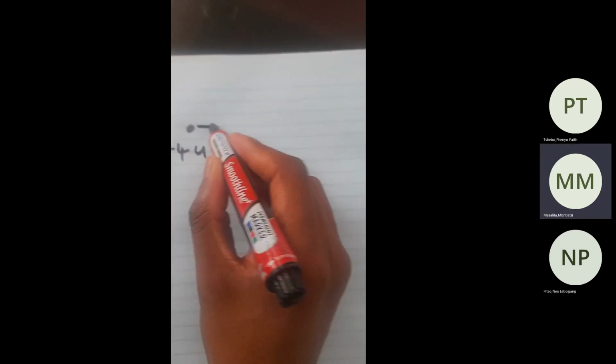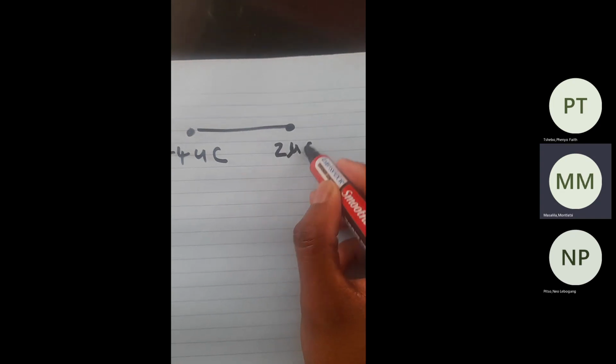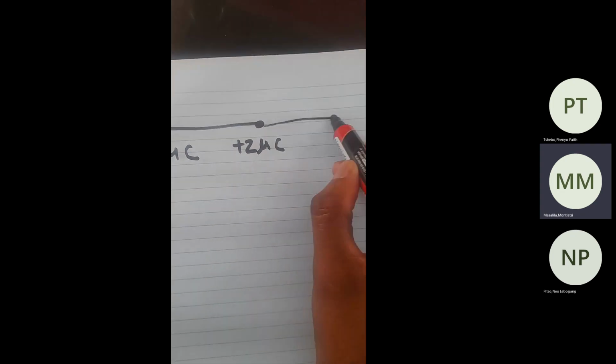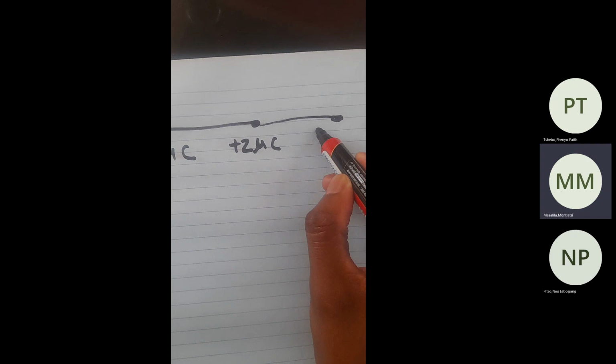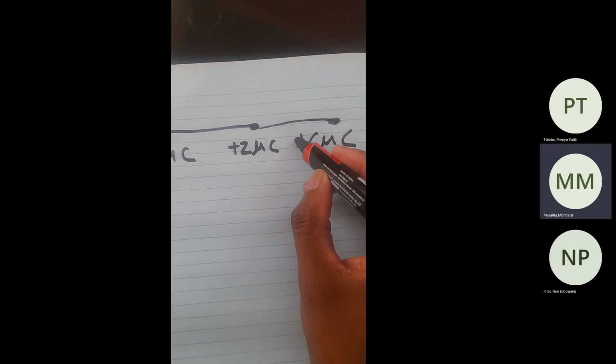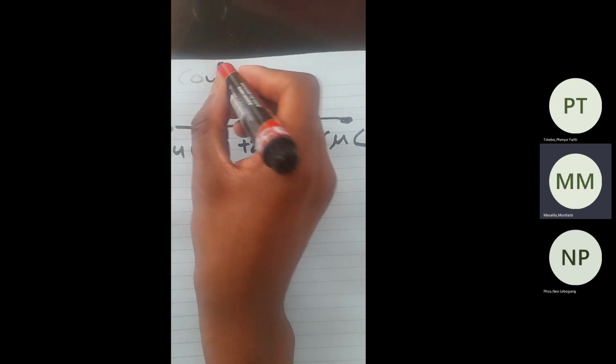Let's do a simple example. Let's assume that we have a charge there. That charge is negative 4 microcoulomb, and also have a charge there, and that charge is 2 microcoulomb, and is positive. And we have a charge there, and that charge is 6 microcoulomb and is positive.